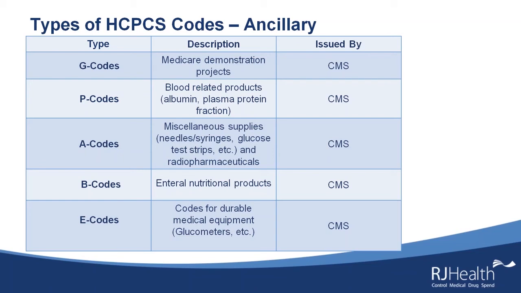P codes for blood products, and then the G codes are kind of interesting, Medicare demonstration products or projects. So the new flu codes sometimes can go into those G codes, as well as anything else that CMS is trying to track as it relates to either new types of products or new treatments.